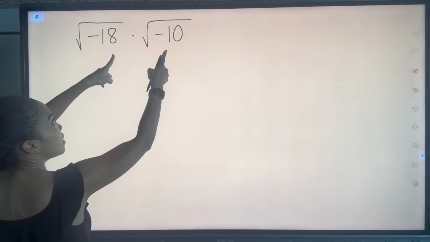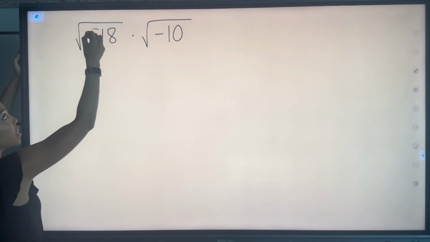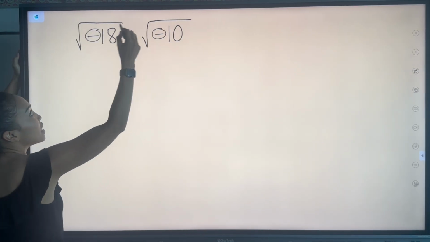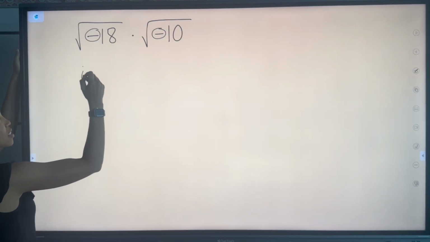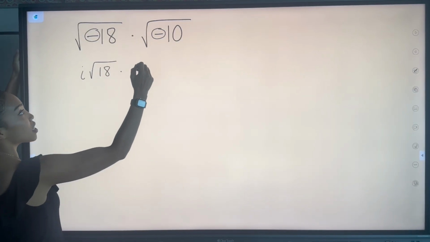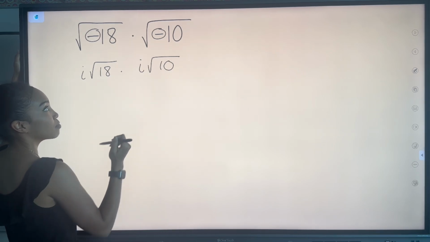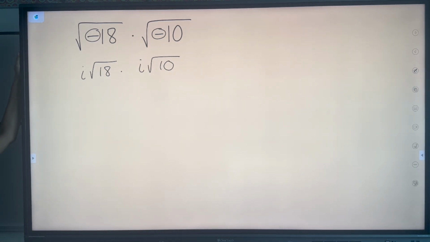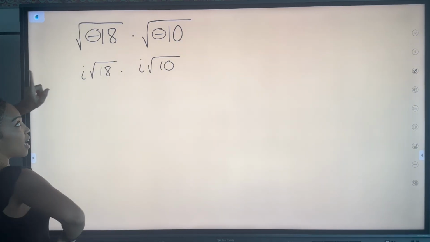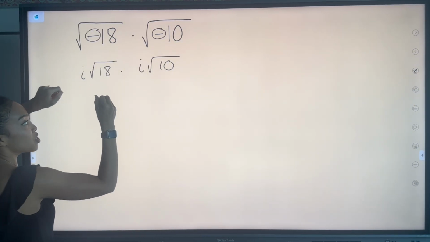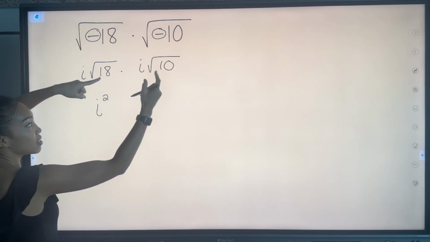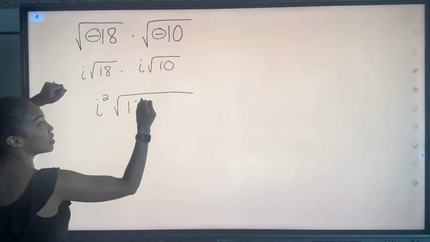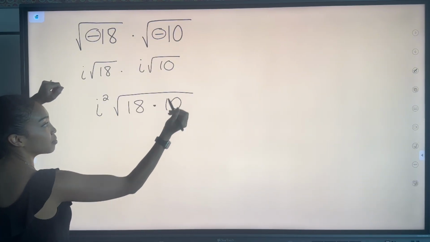When we're multiplying these, first, make sure you take care of this negative. When you have a negative under a square root, what do you know you'll have? An I. So this is I square root of 18 times I square root of 10. So let's multiply the outsides. I times I is I squared. And then you'll multiply the insides. This is square root of 18 times 10.